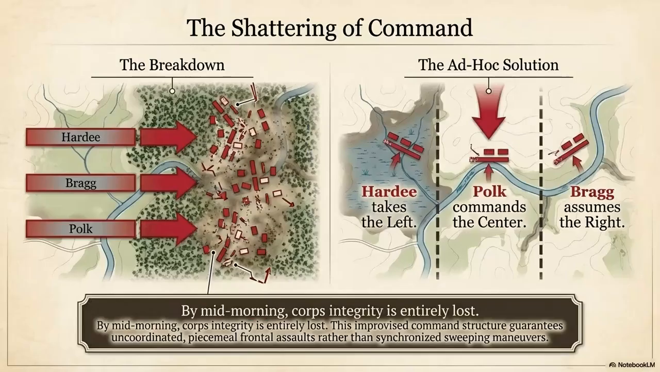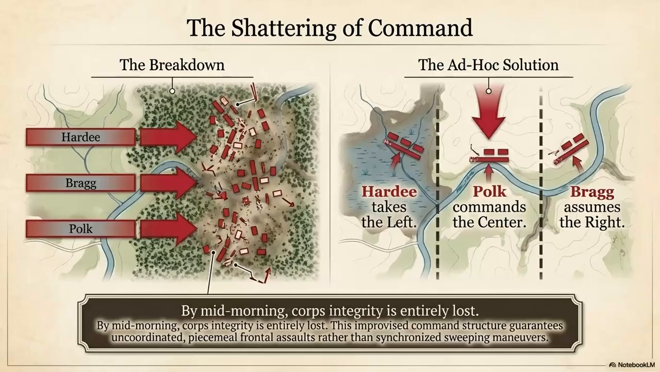We witness the shattering of command, as the initial alignment flaws bear bitter fruit. By mid-morning, the chaos of the dense woods completely destroys the structure of the advancing forces. Hardee's, Bragg's, and Polk's corps intermingle wildly, resulting in a total breakdown where corps integrity is entirely lost.